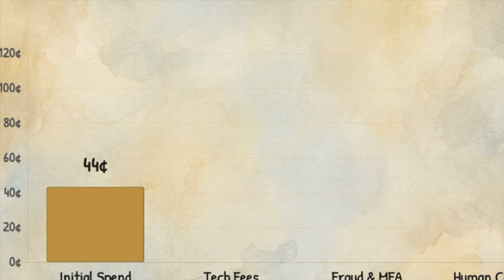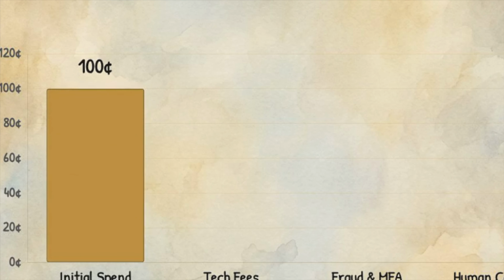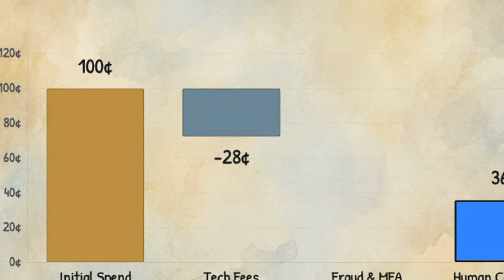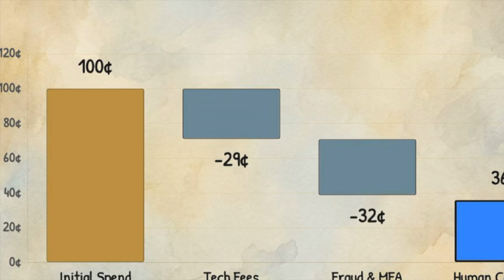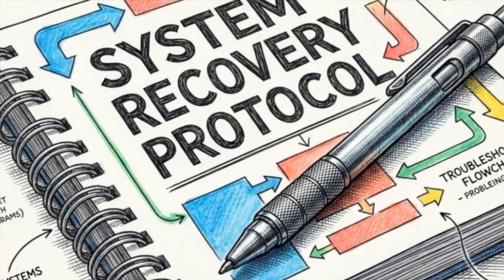This graph tracks $1 spent on programmatic advertising. After the supply chain, only 36 cents reaches a human consumer. The missing 64 cents disappears into two areas: 29 cents to tech fees, and 35 cents to invalid traffic and made-for-advertising sites. To recover this capital, we've developed a 4-step audit plan.